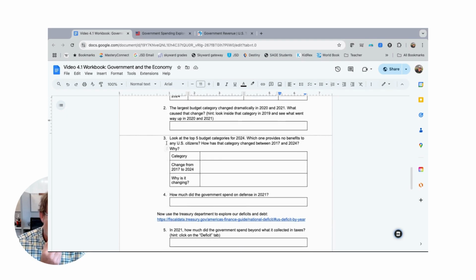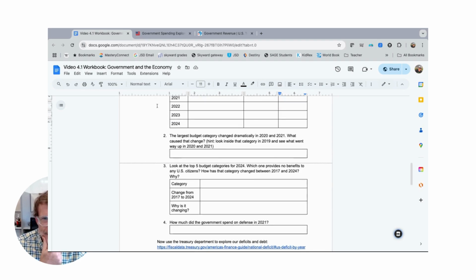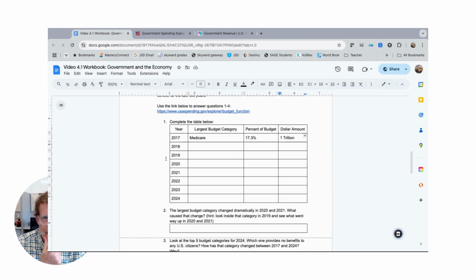And then the last question is, how much did government spend on defense in 2021? And that one should be easy. Just go to 2021 and look at the defense category. And that's all you need in order to complete this section on spending on government budgets in the last few years.